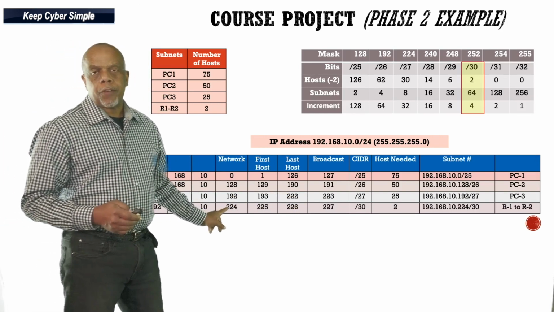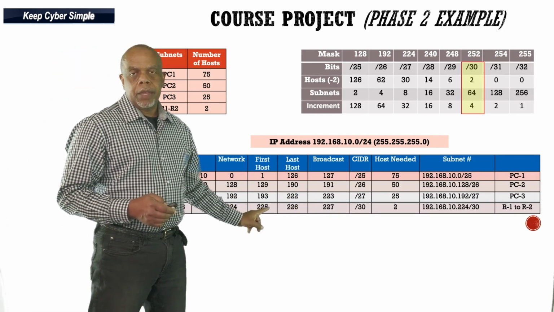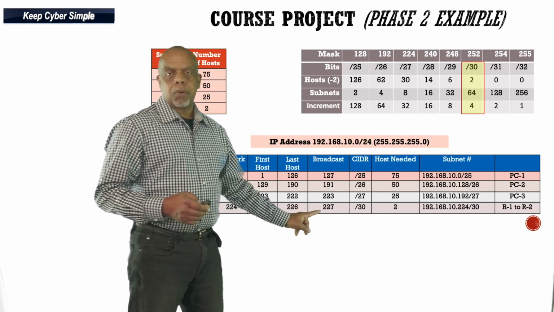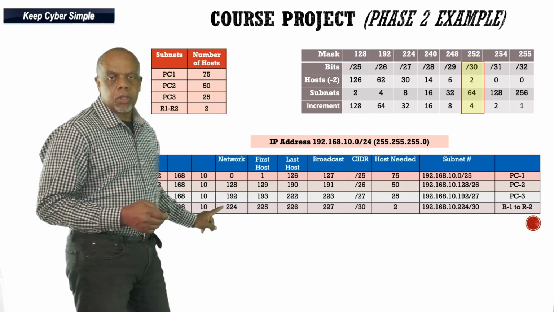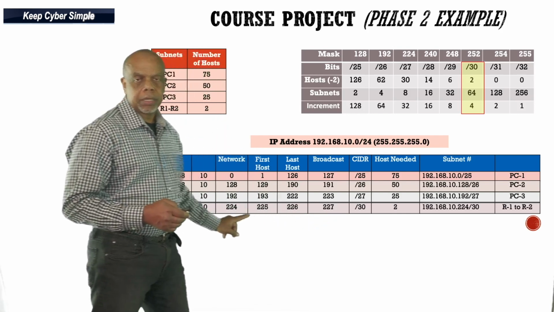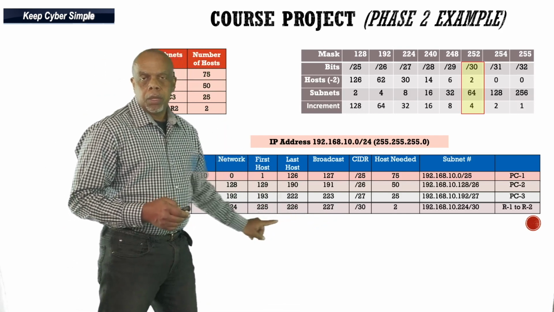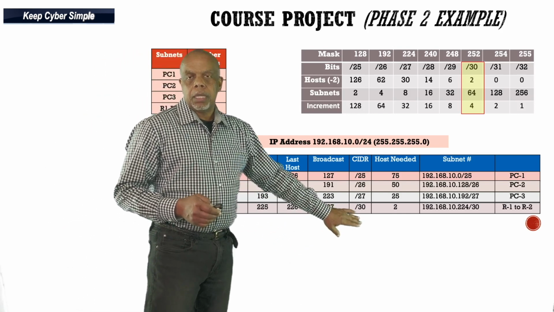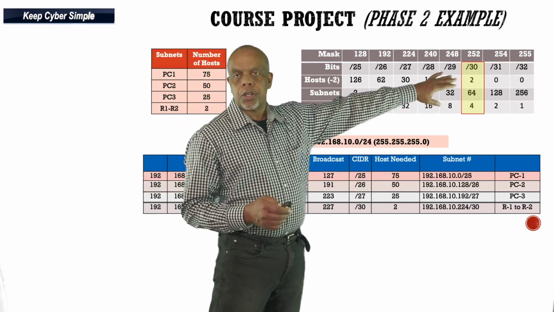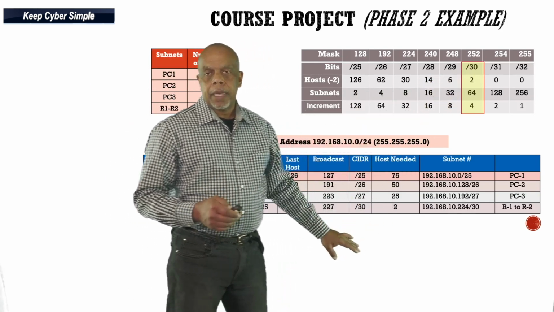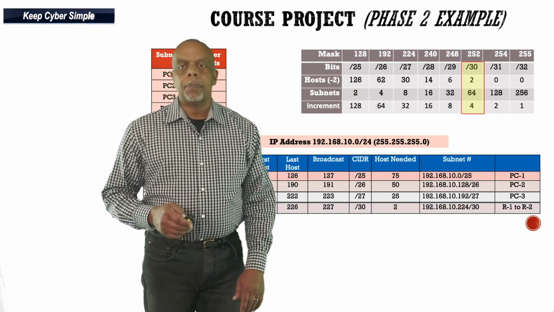192.168.10.224. My first assignable is going to be 225. The last assignable, 226. Broadcast, 227. Those are my 4 IP addresses. I can only use 2. First, last, unassignable. The CIDR, the number of bits, 30 bits. Okay. And like I say, the IP address.